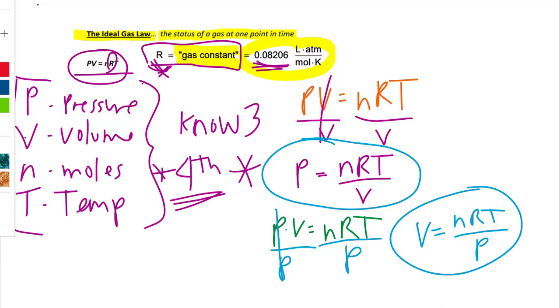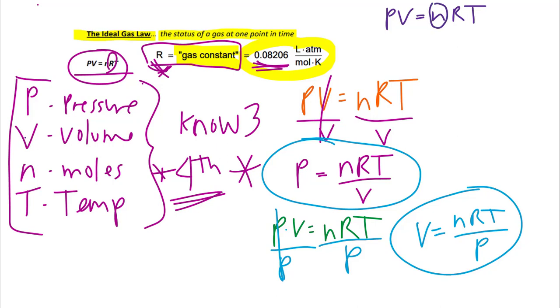What if I wanted to find moles? If I know that PV equals nRT and I want to find n, I have to get rid of everything that is attached to n. So I'm going to divide both sides by RT. So moles is equal to pressure times volume divided by my gas constant, R, times temperature.